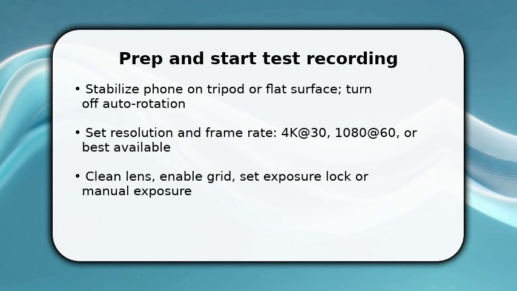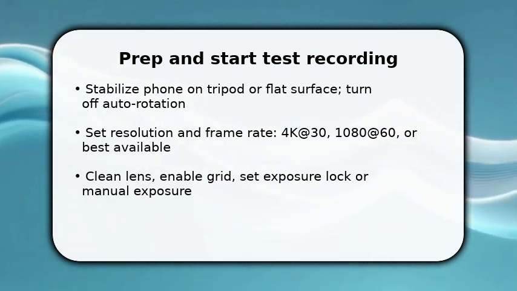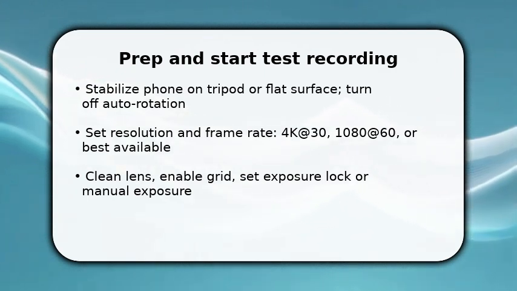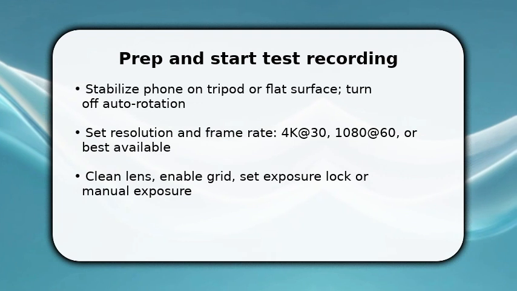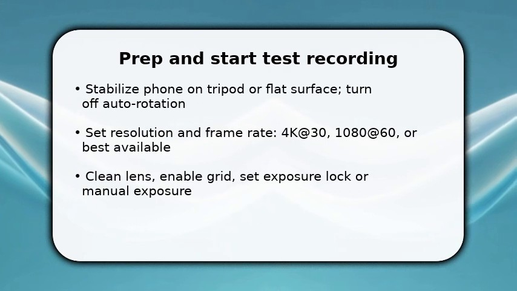Next, open the camera app and change resolution and frame rate to the highest practical settings for quality testing. Once done, lock exposure and focus or switch to manual so settings stay consistent across takes. Make sure the lens is clean to avoid misleading blur or flare.